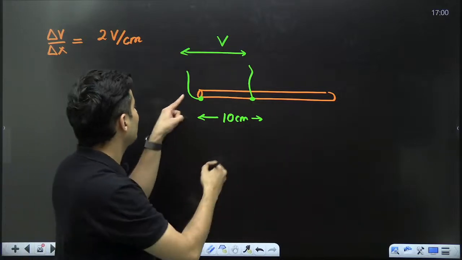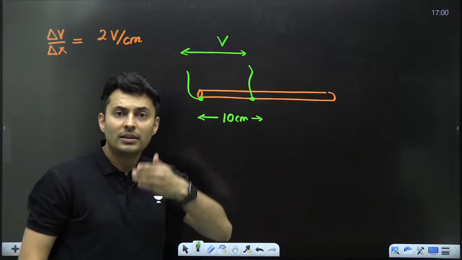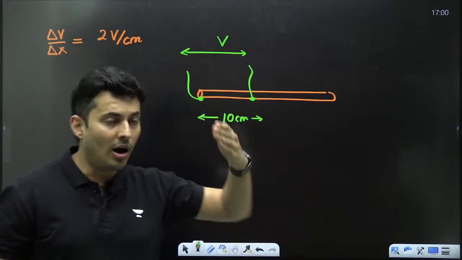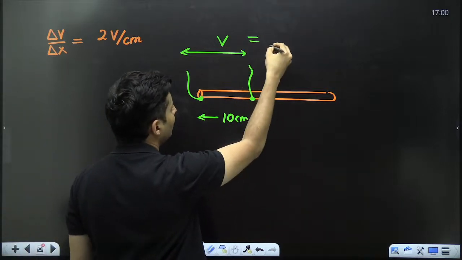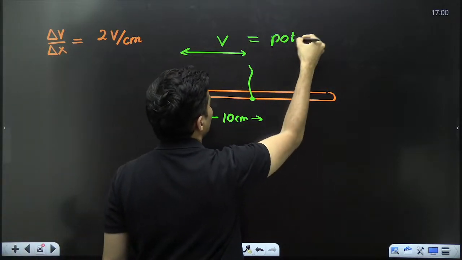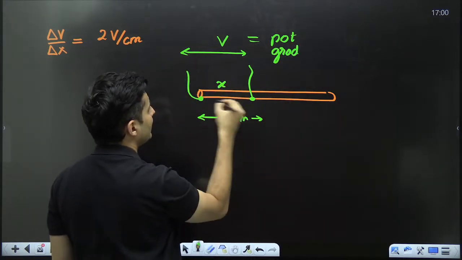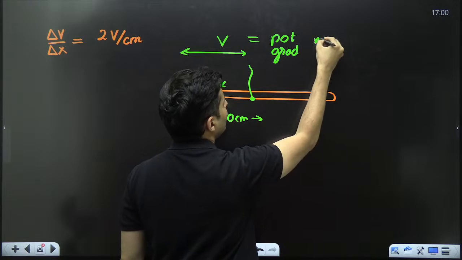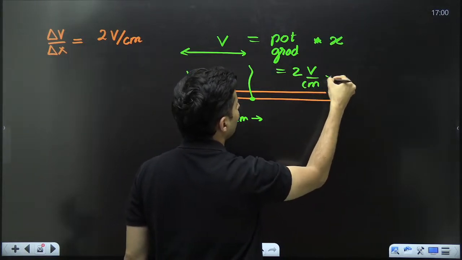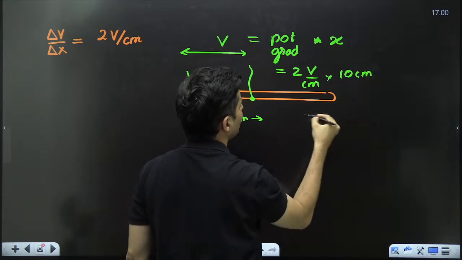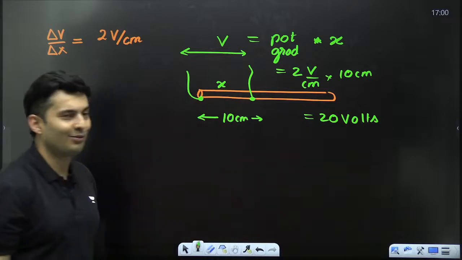Yes, because this wire has a gradient. That means every centimeter I go, there is a voltage drop of how much? 2 volts. So if I move 10 centimeters, how much will be the drop? It is nothing but your potential gradient, and let's say this length is X. So that is 2 volts per centimeter into 10 centimeters, which is basically 20 volts.